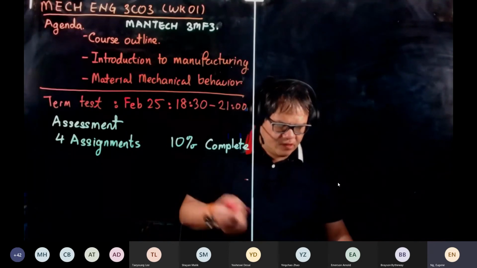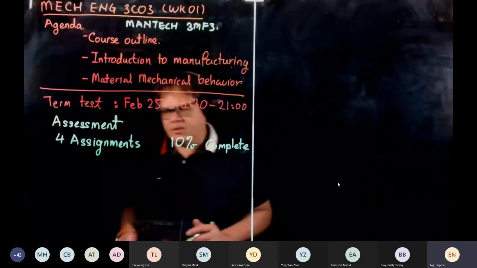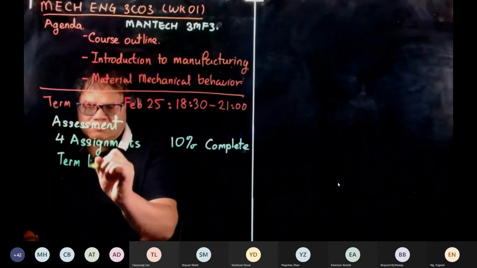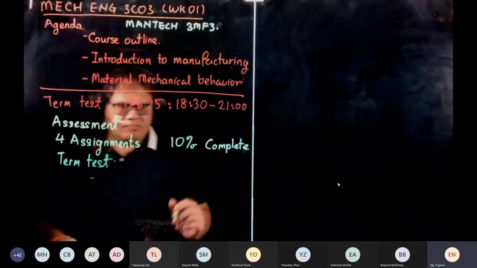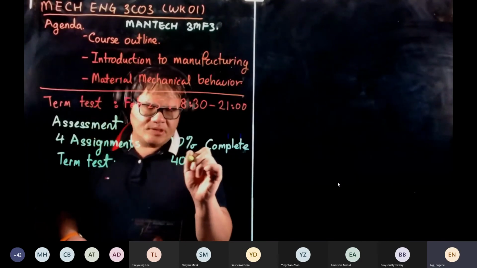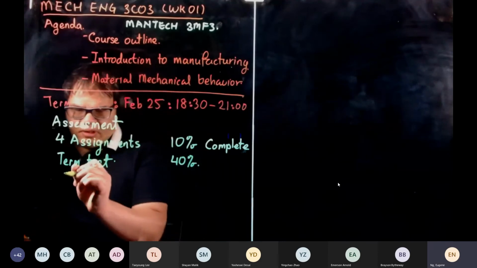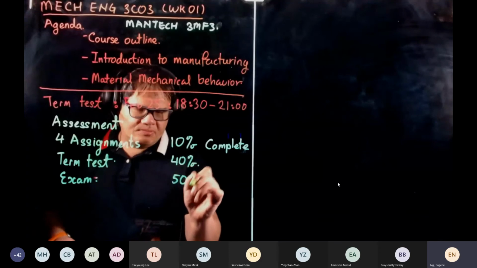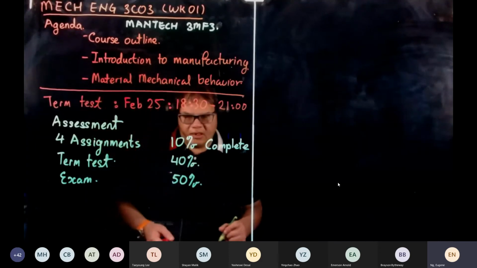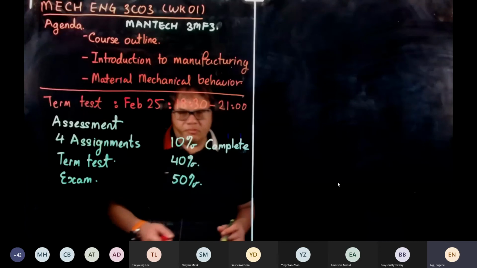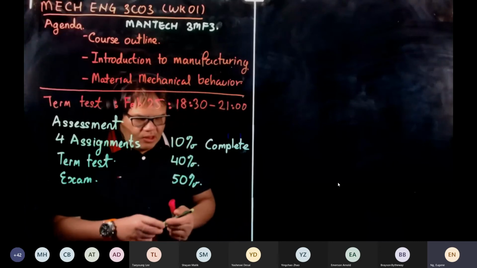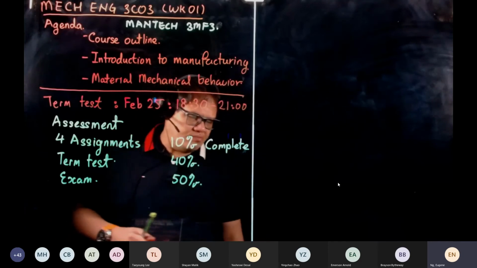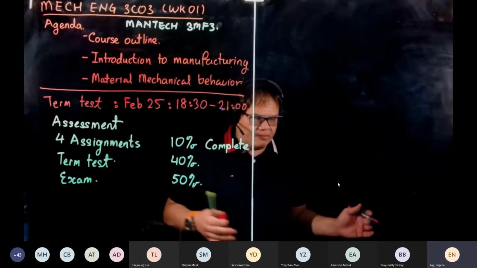Sorry, I'm still letting people in. Then you have a term test, which is worth 40%, and then you have your exam worth 50%. That is the grade distribution. Before we go any further, I will describe what your term test and final exam are like. Your term test and final exam will have the same format.